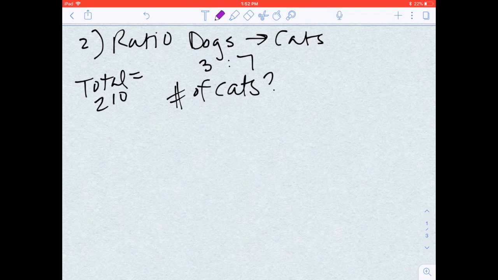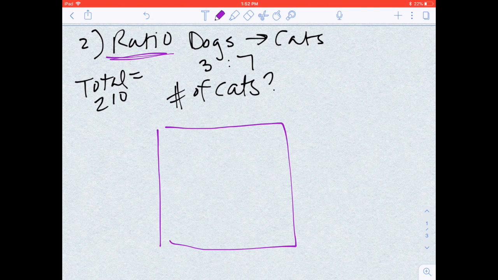Number 2 says there's a ratio of dogs to cats in a neighborhood of 3 to 7. If there's a total of 210 dogs and cats, what is the number of cats? So whenever we see the word ratio, we know we need to make a ratio box. So I go ahead and I make my box. This is going to be my dogs. That's my cats.